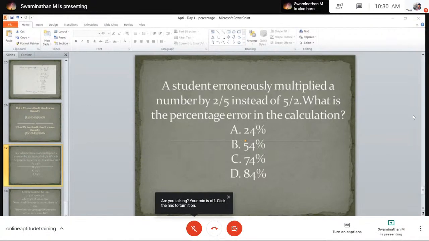Which one is confusing? Blood relationship. Okay, I will show you again.